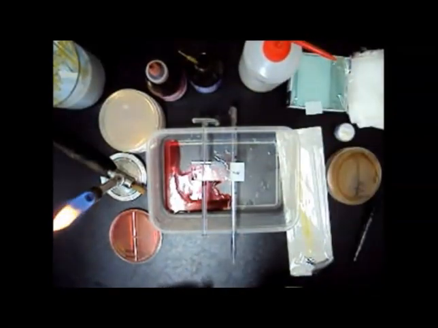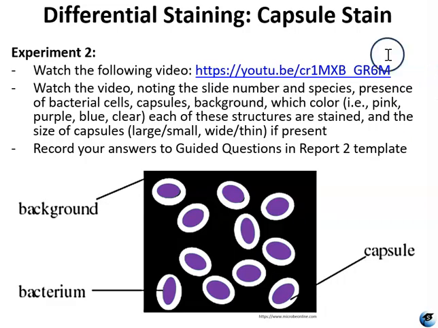Now for experiment 2, you're going to be watching this video here, in which you will practice identifying and differentiating from the images of capsule stained slides. You're going to make sure that you can point out the bacterial cell itself, the capsule surrounding the cell. So you have the cell, the capsule around the cell, and then the background. It's really important that you can differentiate those three things.